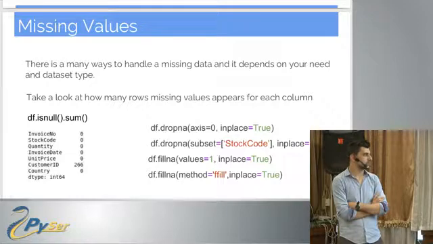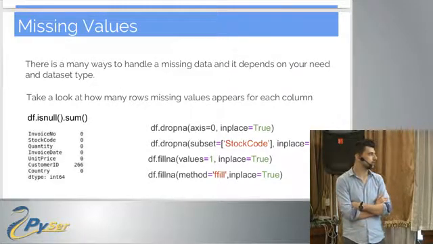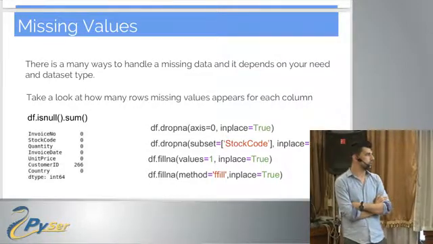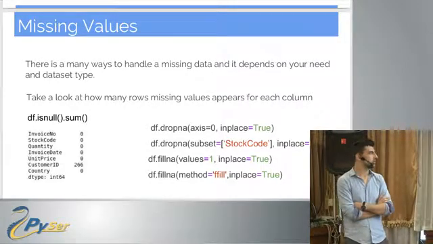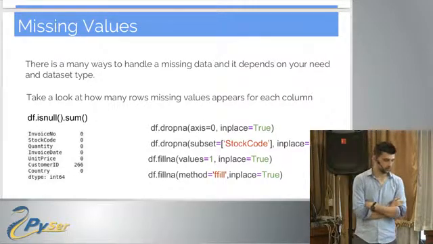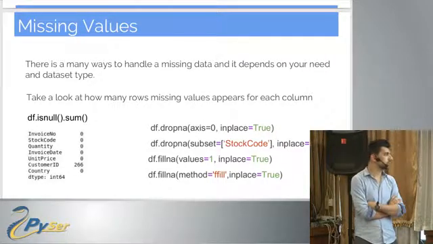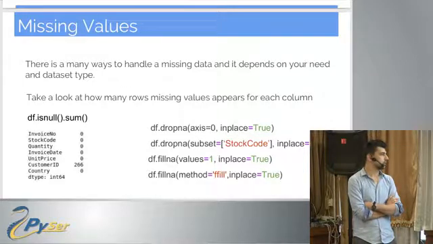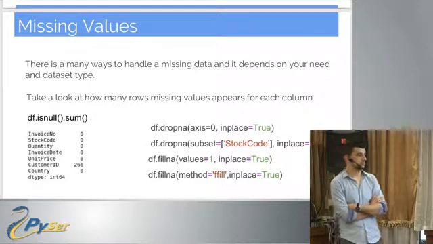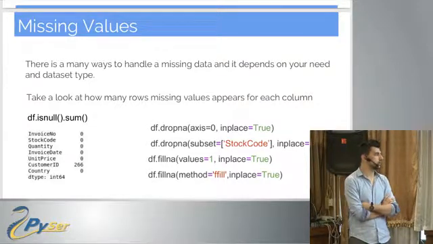Also, there is a subset parameter, which receives as values names of columns, and if you provide columns which have null values, it will drop just rows where those columns have null values, not any columns.